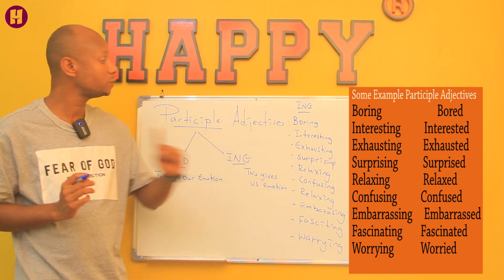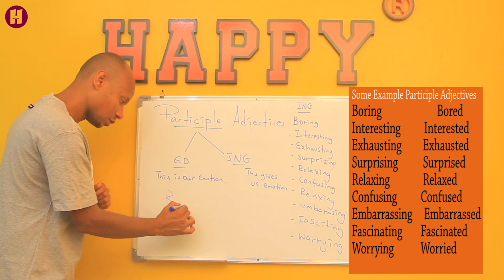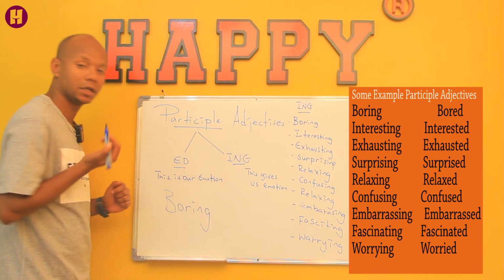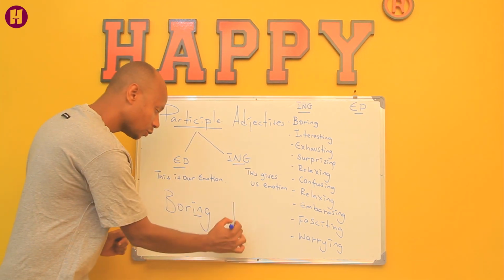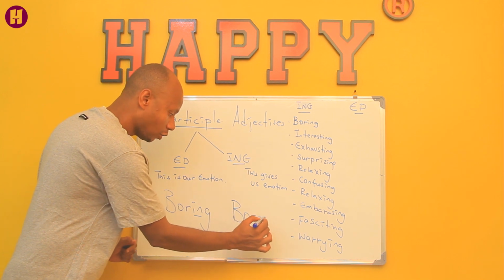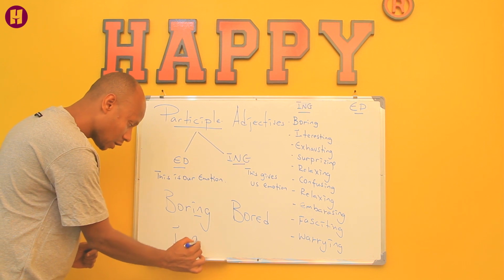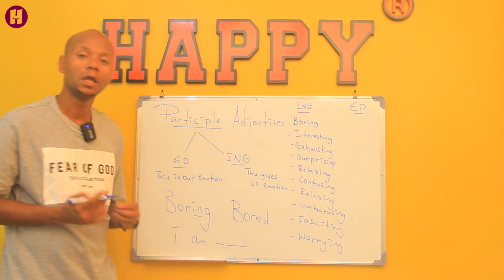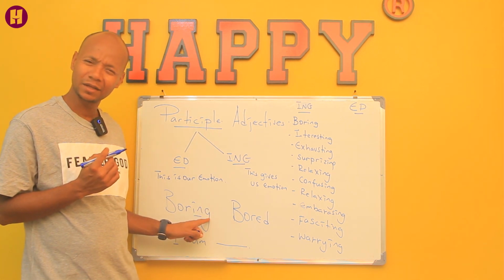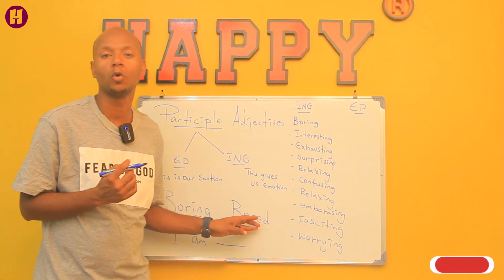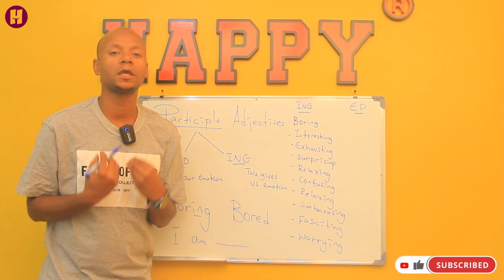For example, let's pick a word, boring. So the first one, boring, and also we have here bored. And this is the example sentence. I am dash. What do you think? Can I say I am boring or I am bored? Which way is correct? Okay, let me break it down for you.